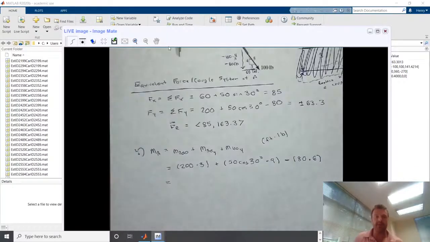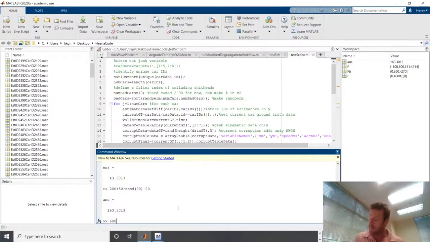So let's actually just determine what that is really quick. It's going to be 600 plus 50 times cos 30 times 9, and then minus 80 times 6. And just so I don't confuse anyone that's watching, that was 200 times 3. So it's magnitude of force times perpendicular distance. The signs are all chosen intentionally in order to have the counterclockwise inducing forces be positive and vice versa. So that comes out to be 509.7 pounds. And I should say foot-pounds, right? Since it is a couple.